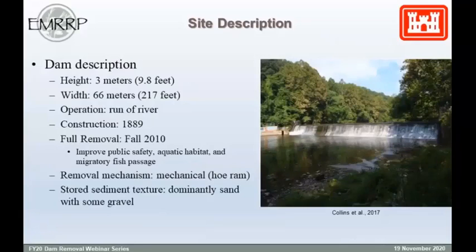So the dam description: it was about 10 feet tall and 217 feet wide. The operation was run-of-river. Construction was in 1889. It is considered a full removal because the entire structure was removed. The removal took place in the fall of 2010, and the purpose of removal was to improve public safety, aquatic habitat, and migratory fish passage. It was a mechanical removal, and the stored sediment texture is dominantly sand with some gravel.